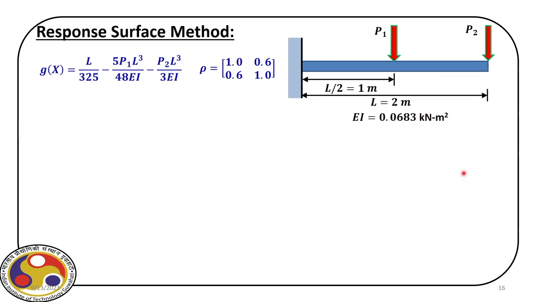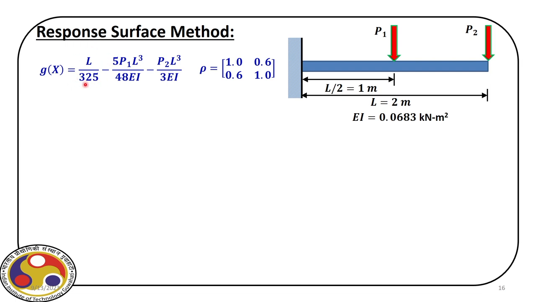Now, if you consider a problem where we have a correlated case, that also we can solve using response surface method. So we have in this case a serviceability limit state where the deformation at the free end we consider as the basis for this limit state.